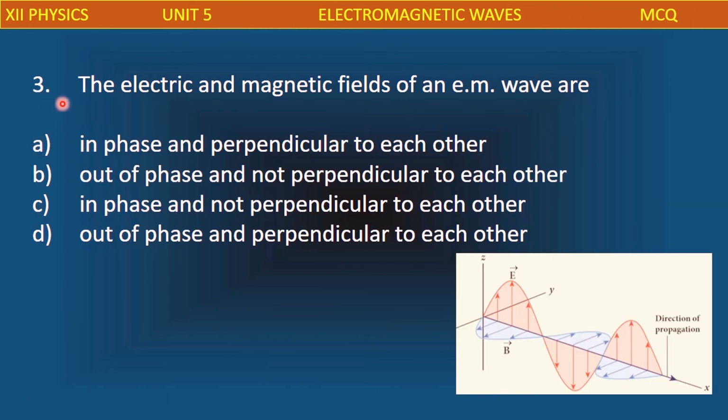Third question, the electric and magnetic fields of an electromagnetic wave are, here in this picture, both the electric field and magnetic field start from 0. Both of them reach maximum at the same time and reach 0 at the same time, and both of them reach maximum in the reverse direction at the same time. And also both the electric field and the magnetic field are perpendicular to each other. So option A, in phase and perpendicular to each other, is the correct one.